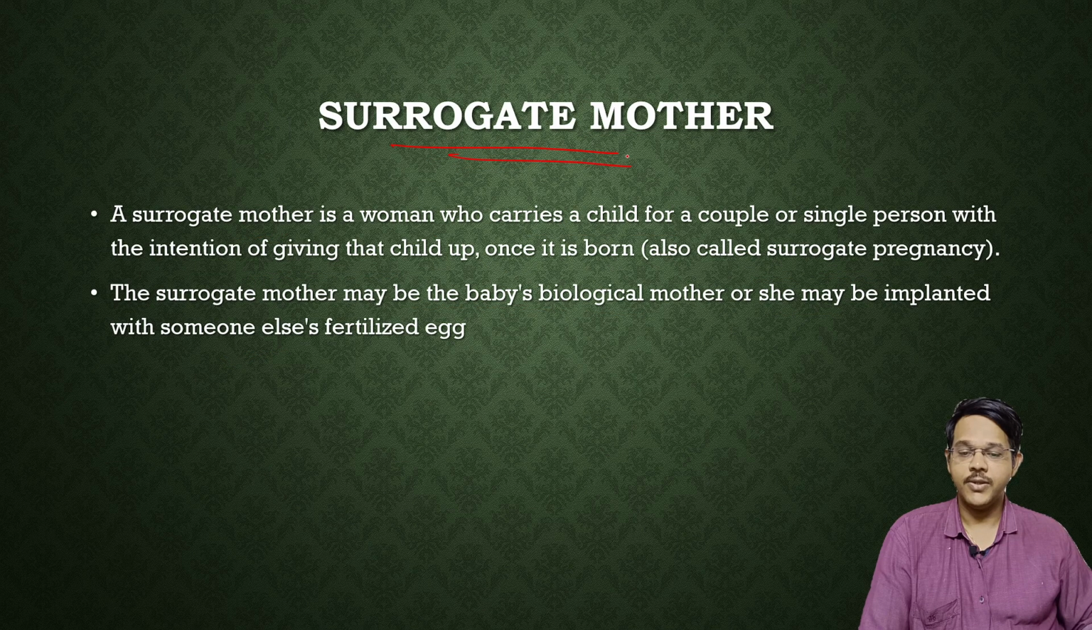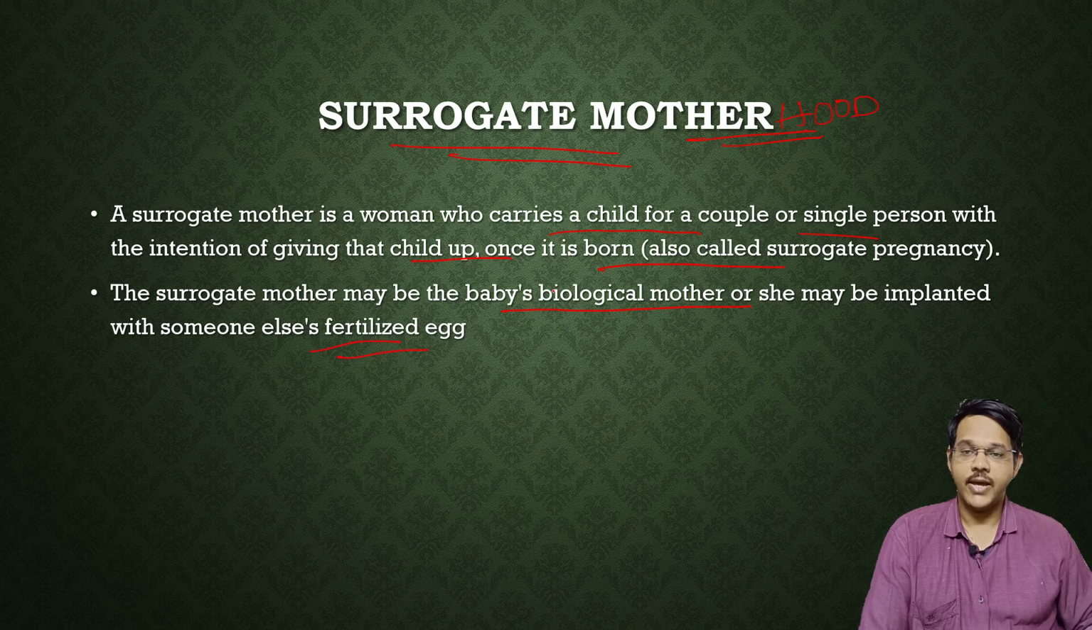Coming to surrogate mother. These assisted techniques can be used on the mother herself, or they can also be useful in surrogate motherhood. By definition, a surrogate mother is a woman who carries a child for a couple or single person with the intention of giving the child up once it is born. It's also called surrogate pregnancy. So the surrogate mother may be the baby's biological mother, or she may be implanted with someone else's fertilized egg.